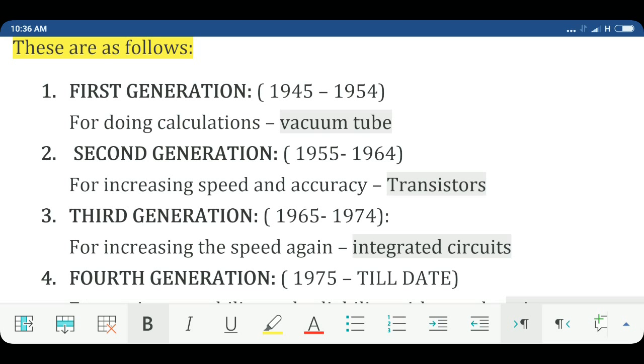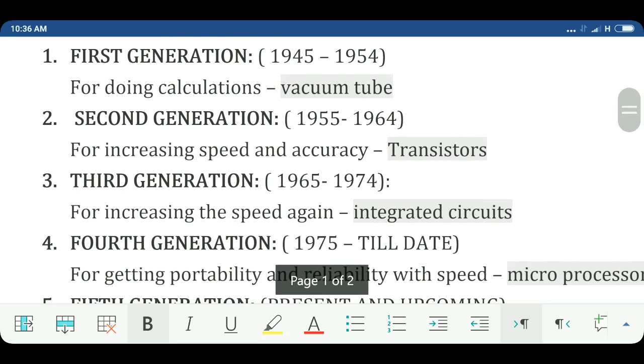Second generation, 1955 to 1964. It was of 9 years. As you can see, the first generation was of 10 years and the second generation was of 9 years, 1955 to 1964. The feature of it is that to increase the speed and accuracy, transistors were used. So transistors were the main technology of the second generation.